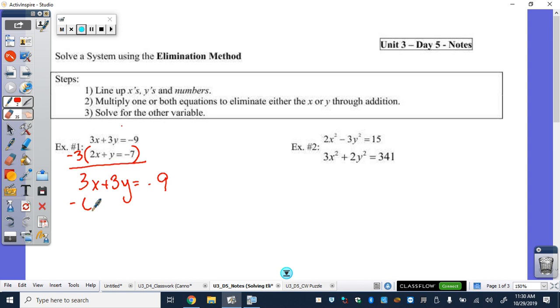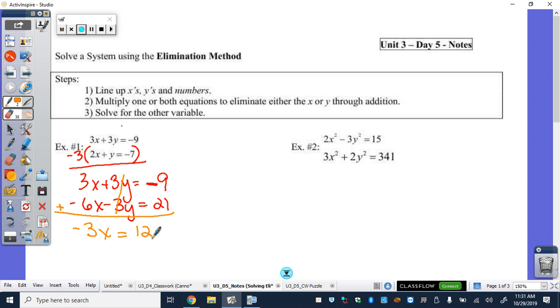My first equation does not change. My second equation, I'm going to multiply everything times that -3, so that becomes -6x minus 3y equals 21. That's a negative sign, not a dot. Once we have it set up so they're the same values, just one positive and one negative, we can add our two equations together. So 3x plus -6x gives me -3x. The y's cancel, and then -9 plus 21 gives us 12.